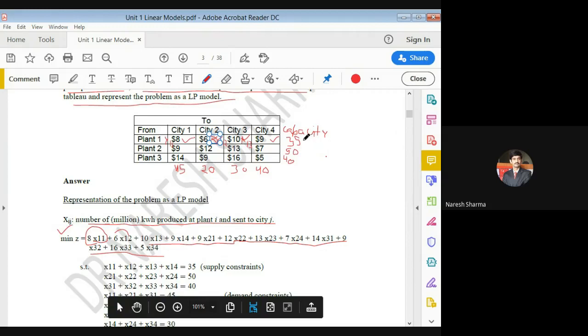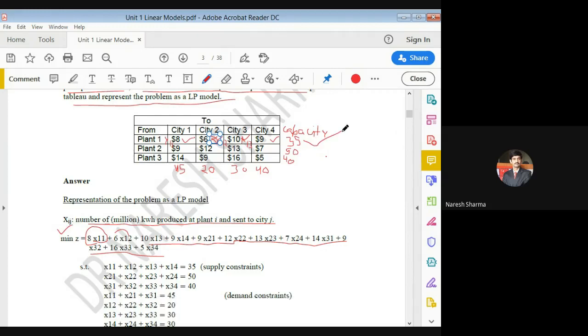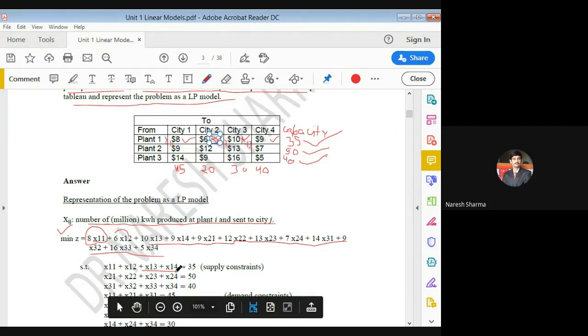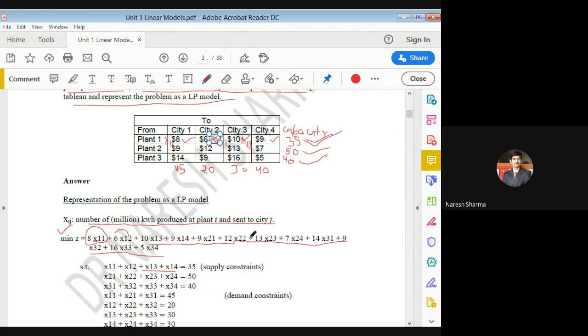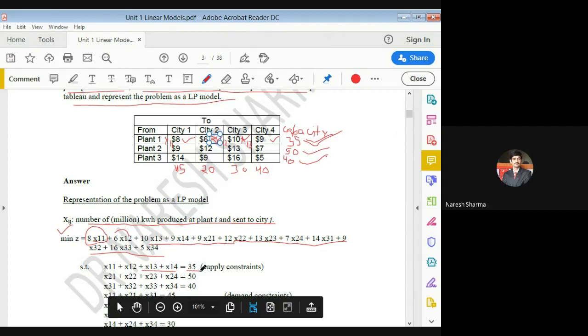Now we know that the plant 1 capacity is 35, plant 2 capacity is 50, and plant 3 capacity is 40. So if we add the number of units row-wise, that is x11, x12, x13 and x14, that should be equal to 35, because we want to send the complete capacity. Similarly, for the second row, if we add x21, x22, x23, x24, this should be 50. The third row should be 40.